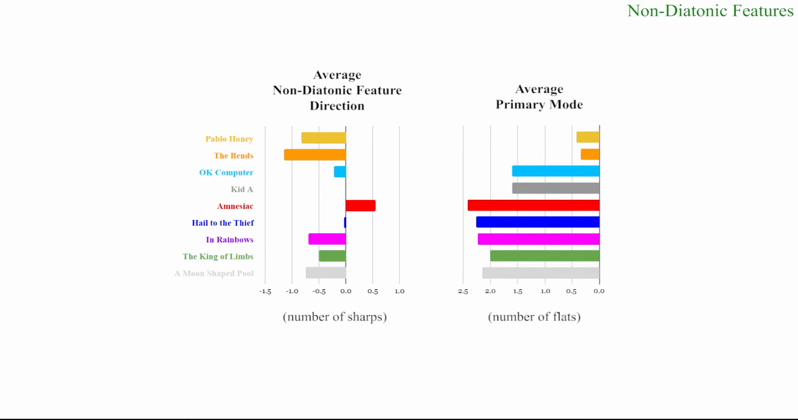Overall, this trend is especially interesting when coupled with the trend in primary modes. The first half of Radiohead's discography sees a transition from major key songs to minor key songs, and the second half sees a transition from major borrowings in minor key songs to minor borrowings in minor key songs.